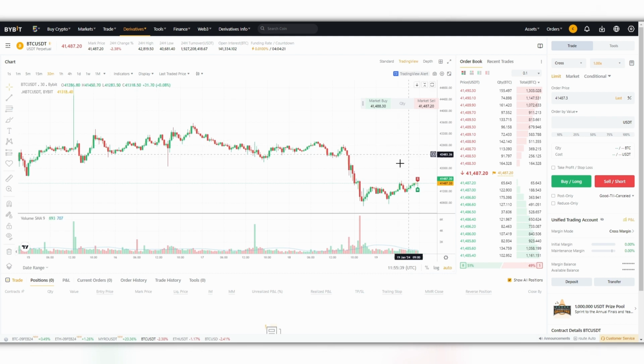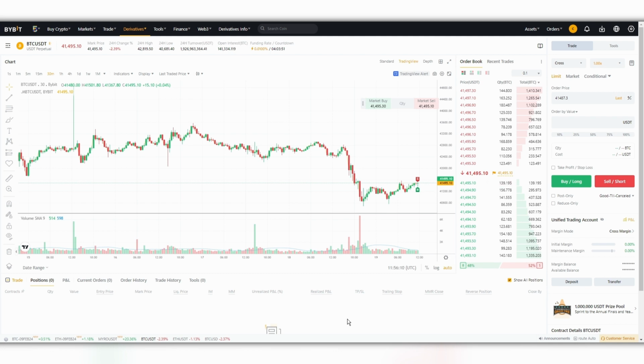Here we have the opportunity to make several types of transactions: buying, going long, or selling, going short. To go long, we buy a Bitcoin futures contract, wait for the price to rise, and when it rises, we make money. If we trade short, we make money when the price falls.